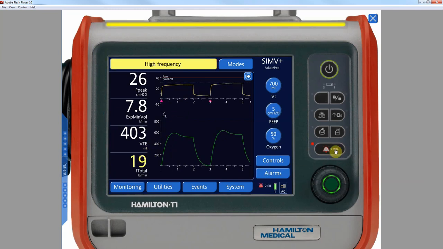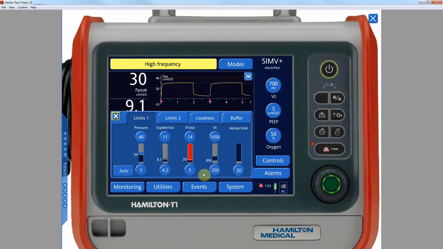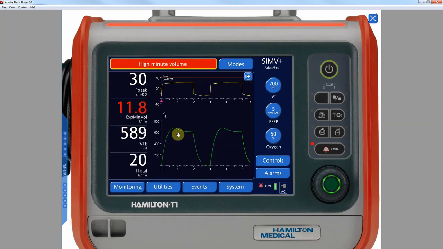We're getting a high frequency alarm here because the patient's breathing kind of fast at a rate of 20. And our alarm limit for frequency is 14, so we can increase that a little bit, because we determined that's appropriate for that patient. So the ventilator is still giving that added pressure. The added pressure is giving them an expired tidal volume of 607.